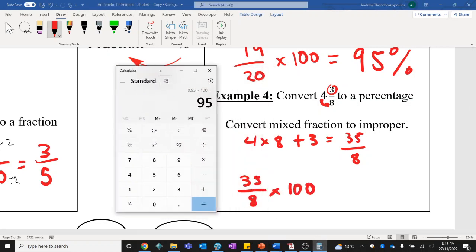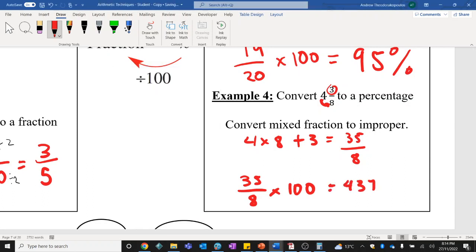Go to our calculator. 35 divided by 8 times 100. And that should get you 437.5%.